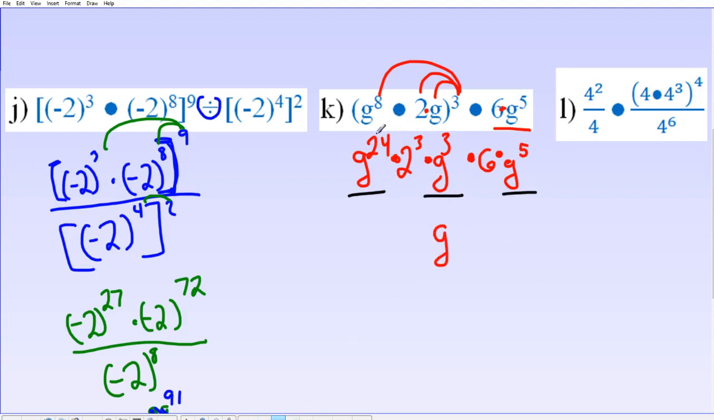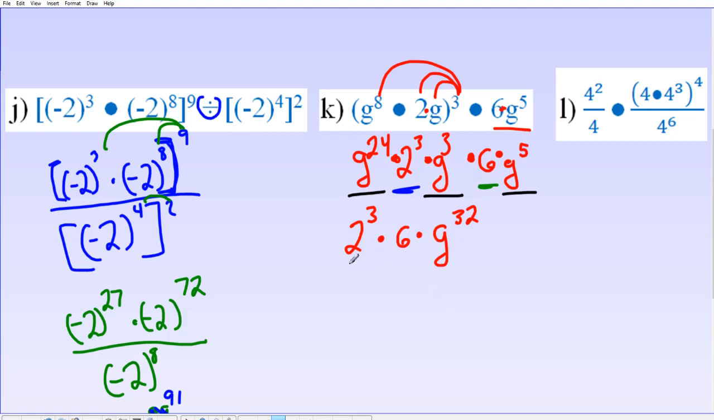G to the 24 plus 3 is 27. 27 plus 5 is 32. I added all my g's together. There are 32 g's in this problem that are all being multiplied together. I also have a 2 cubed from here. He was not used at all. And I have a 6 from here. That was not used at all.